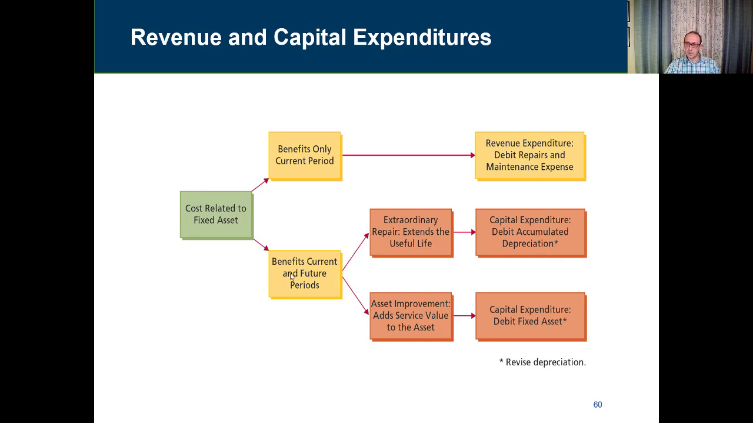If the benefit for the current and future periods is considered to be an asset improvement, something that adds value to the asset, like the lift gate, or this kind of addition to the truck, in this case, it's also considered to be a capital expenditure, but we're only going to debit the fixed asset. We're not going to debit the accumulated depreciation. So let me stop here.